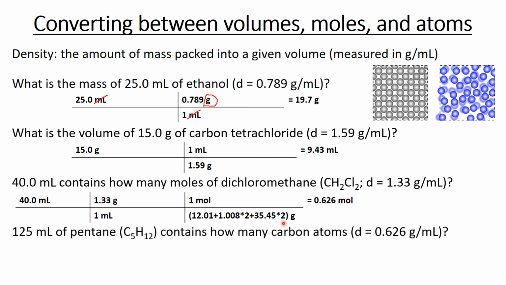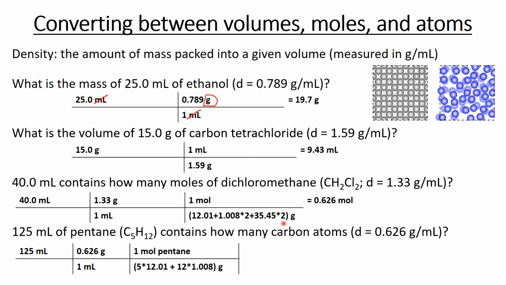And then finally, for our grand finale, 125 milliliters of pentane contains how many carbon atoms? So we have 125 milliliters. We need to convert milliliters into grams. So write me a conversion factor for that. 0.626 grams per milliliter. Now we need to convert grams into moles. Write me a conversion factor for that.